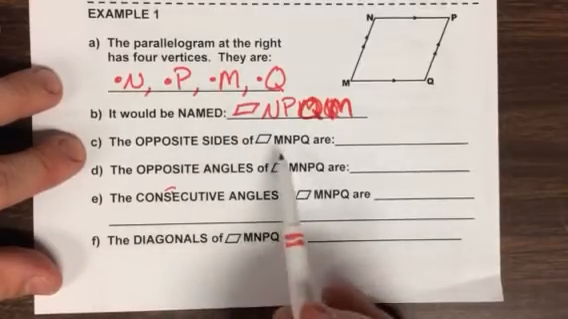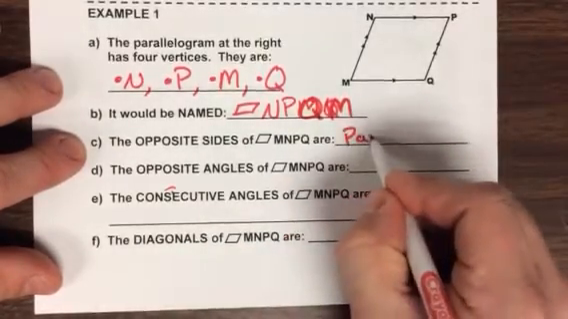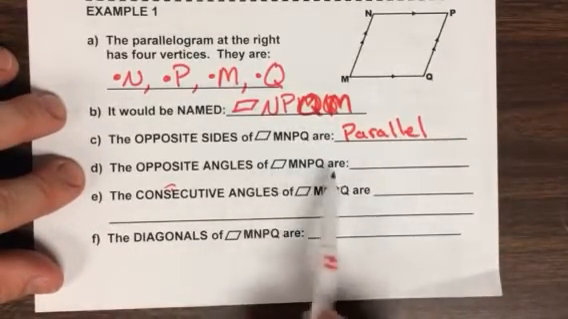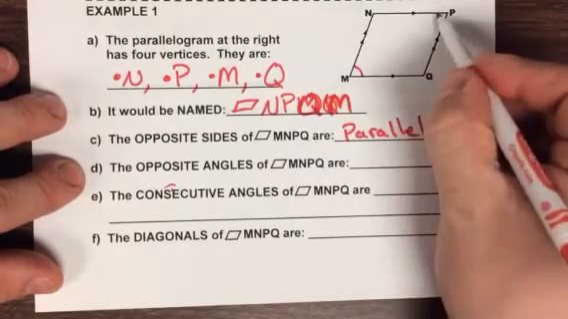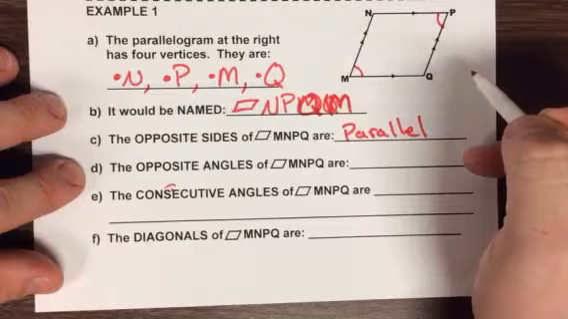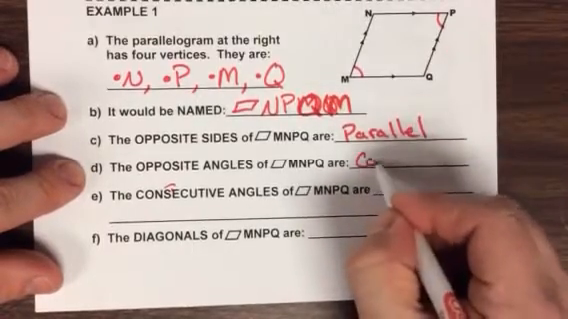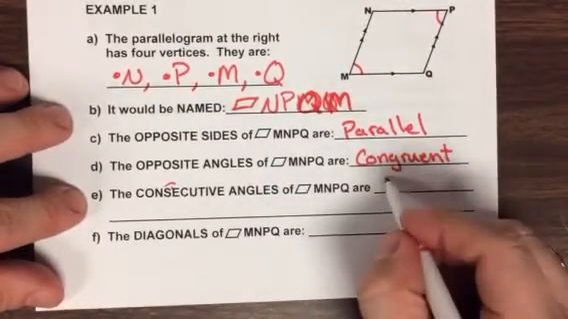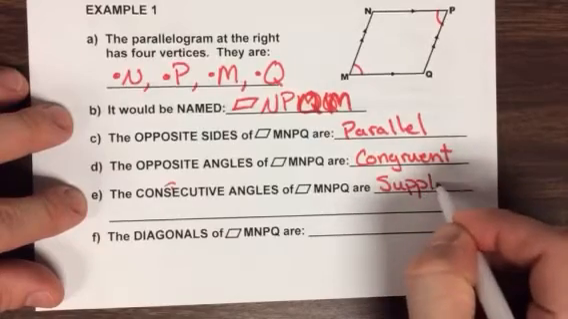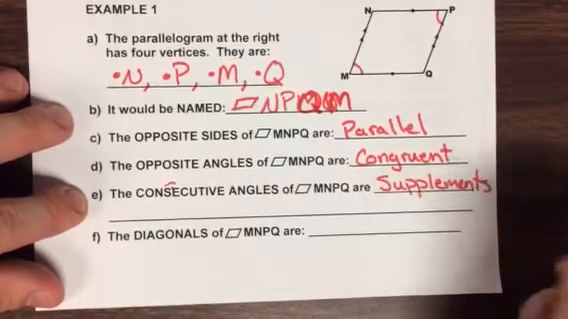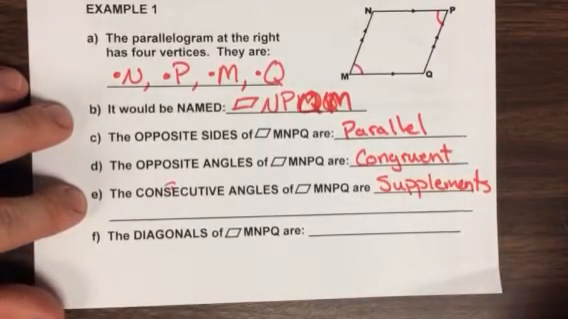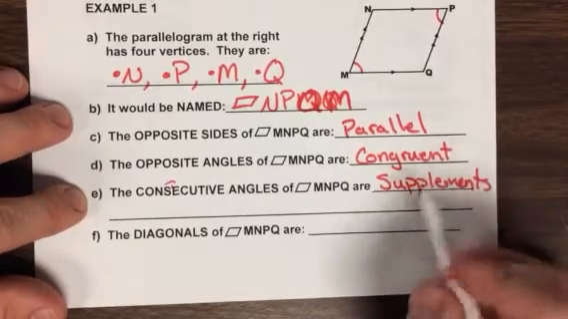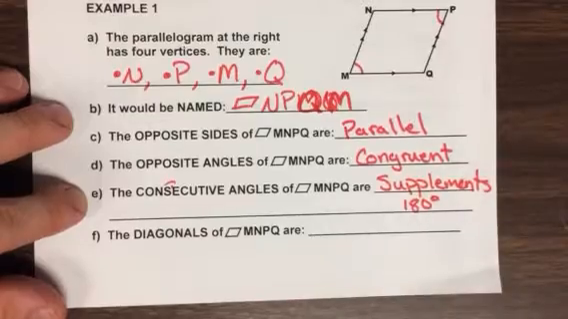So opposite sides of the parallelogram are parallel. Opposite angles, okay? So opposite angles, angle M and angle P are opposite angles. Opposite angles are congruent. And consecutive angles are supplements. We know this because of our parallel lines, something that we have talked about earlier in the year. Again, congruent means it's the same. Supplements means that it adds up to 180 degrees.